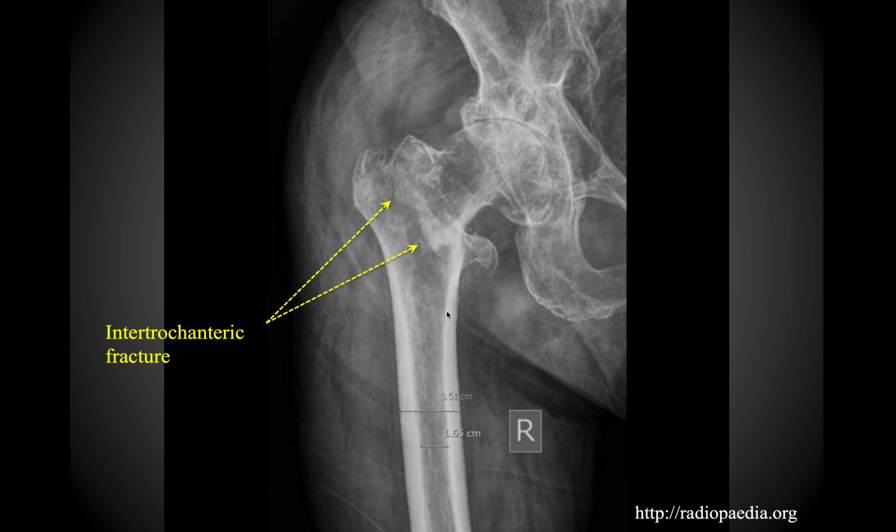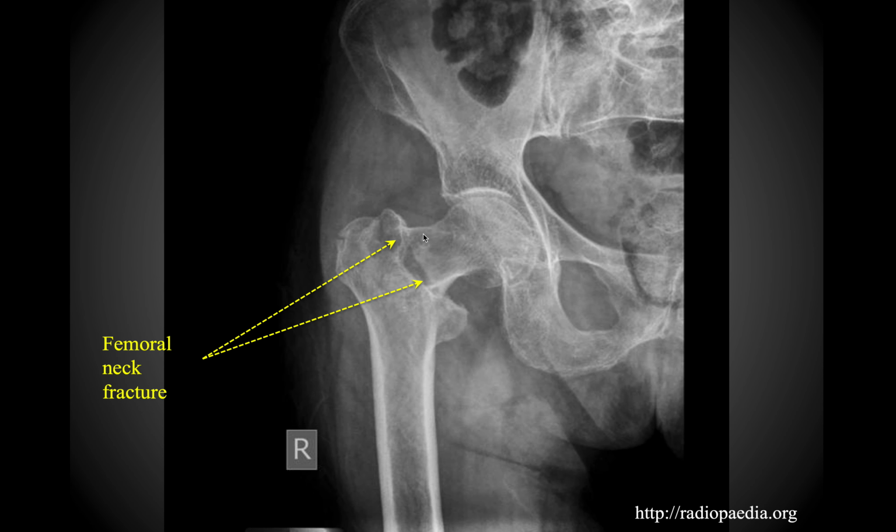So here we have an example of an intertrochanteric fracture, which you can see going across the intertrochanteric line in this individual. And then here's a femoral neck fracture. So this is at the base of the neck. So you can clearly see that coming across right there at the base of the femoral neck.